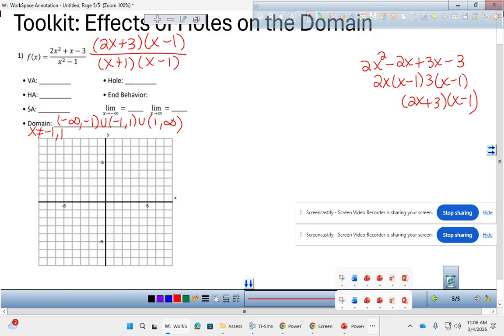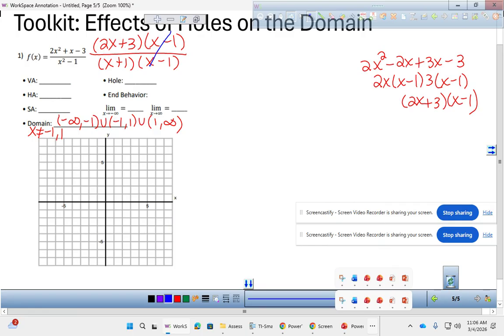Factor the numerator and the denominator. State the restrictions, use them for the domain. Cancel out matching factors, use those for the holes. So I am going to cancel out this x minus 1, which tells me that there's a hole at what x value? x minus 1 cancels out. Where's the hole?